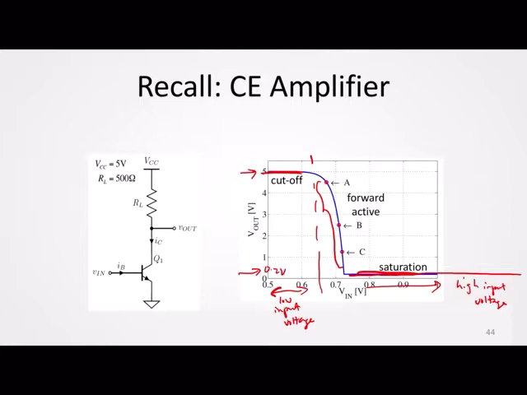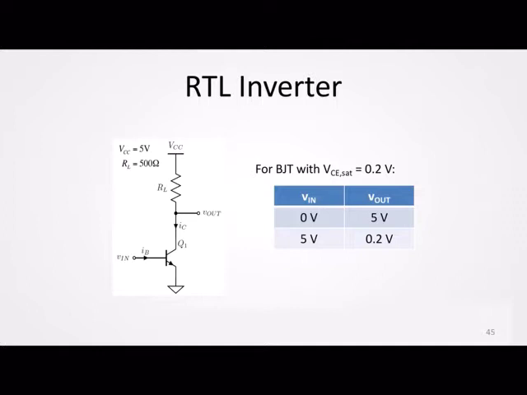So the common emitter amplifier actually is our RTL inverter. But this time, the way that we operate it as an inverter is by toggling the region of operation of the BJT into either cutoff or saturation, not in forward active. We don't operate in forward active. So in the voltage transfer characteristic of this RTL inverter, there's an indeterminate region, the region where it amplifies.